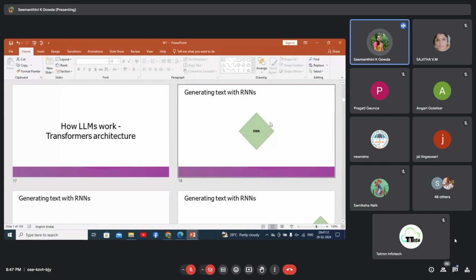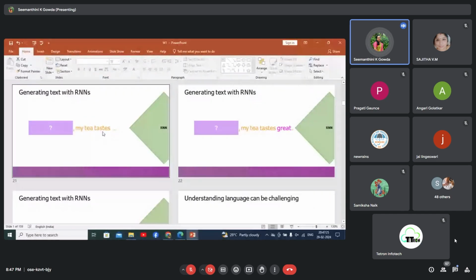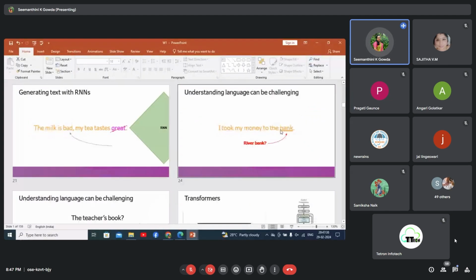Right. Let us take a basic example of an RNN. RNN is one example of deep learning, where it takes a recurrent neural network. Right. It mainly stands for recurrent neural network. For example, if I have given an input, my tea tastes great. Right. This is one of the inputs, or the data generated from the RNN. In the sense, the milk is bad. The previous data I have taken here is the milk is bad. My tea tastes great. Is that correct? No, definitely not. Right? If the milk is bad, definitely the tea tastes bad. That is one of the basic examples I have taken here.